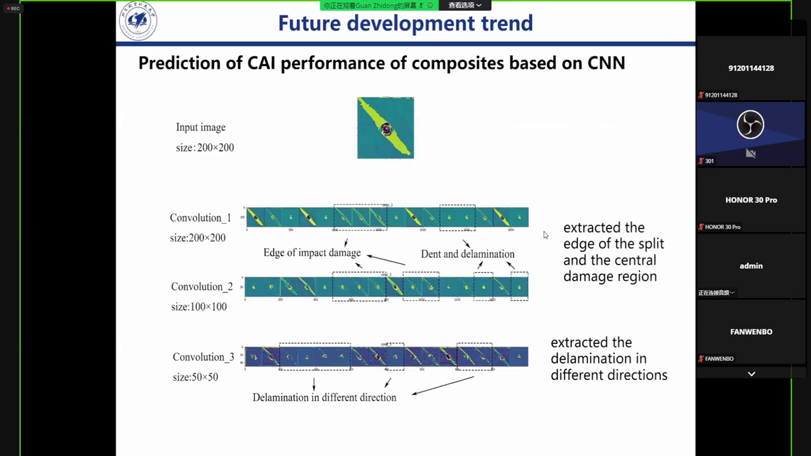The core of the prediction is whether the CNN model can extract the key graphical information that affects the compression strength after impact. We output the intermediate layer image, and the results demonstrate that the convolution kernels can automatically extract the damage feature.